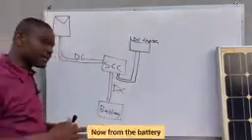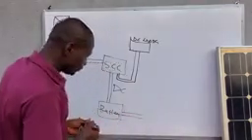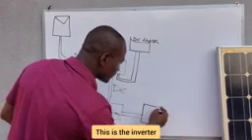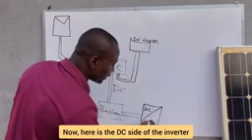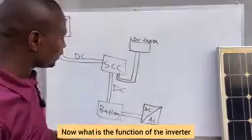Now, from the battery, there is another component again. We call it the inverter. From the battery, we have our inverter here. This is the inverter. Now, here is the DC side of the inverter, and here is the AC side of the inverter.